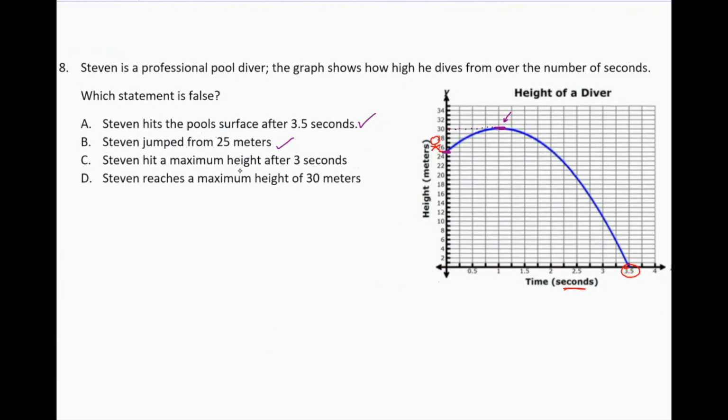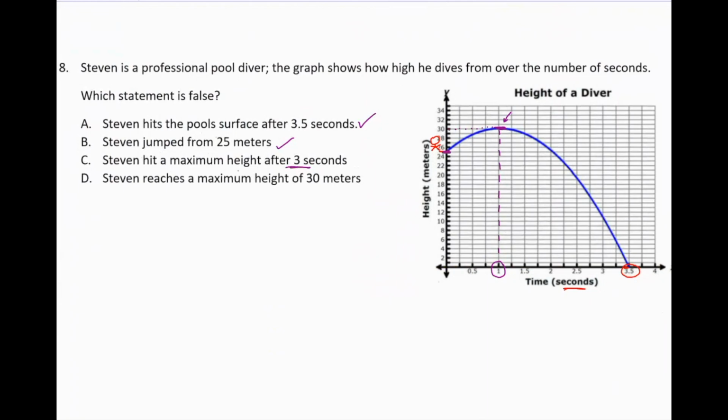Oh, it says maximum height after 3 seconds. So let's hold on. Let's look at how long it took Steven to get there. So I know his maximum height in meters was 30 meters. But I'm going to look at his time. I'm going to go straight down and see where my time hit. Oh, so it looks like Steven hit his highest point after 1 second.